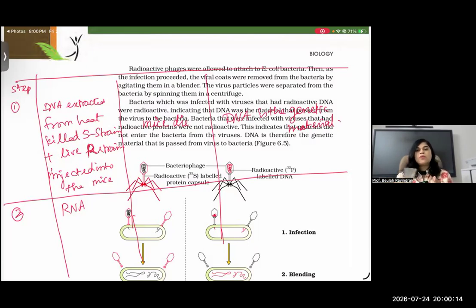By the above experiments, MacLeod, McCarty, and Avery concluded DNA is the genetic material, but many biologists disagreed with them. So we'll see the next topic.